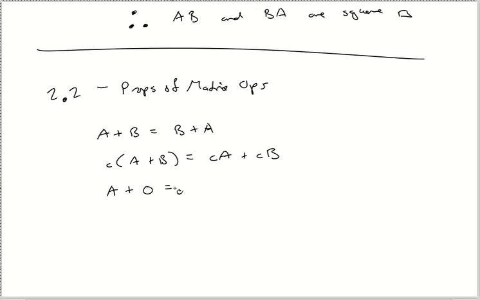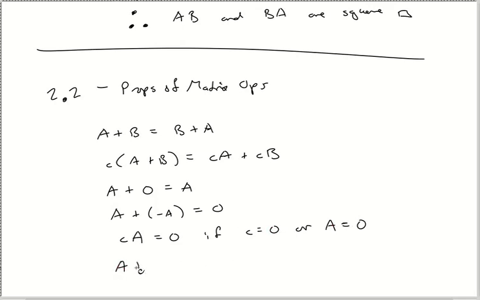A plus the zero matrix is equal to A. So that's the additive identity. A plus negative A is equal to I. No, I'm sorry, 0. We'll talk about I in a minute. Sorry. Equal to 0. That's the additive inverse. And then we got CA equals 0 if C equals 0 or A equals 0. And so that's your zero matrix definition stuff there. Further on, we got A plus B multiplied with C is equal to AC plus BC.